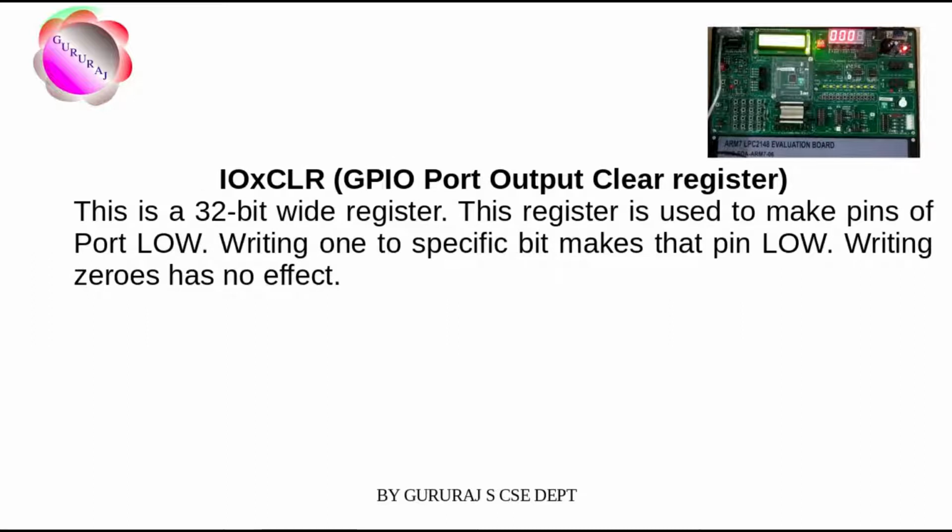Okay. So IOXCLR, as the name indicates, is used to make pins of a port low. Writing 1 to a specific bit makes that pin low. Writing 0 has no effect. So it must be clear in your mind: whenever you put 1 using IOXCLR, it means you are making that pin 0.